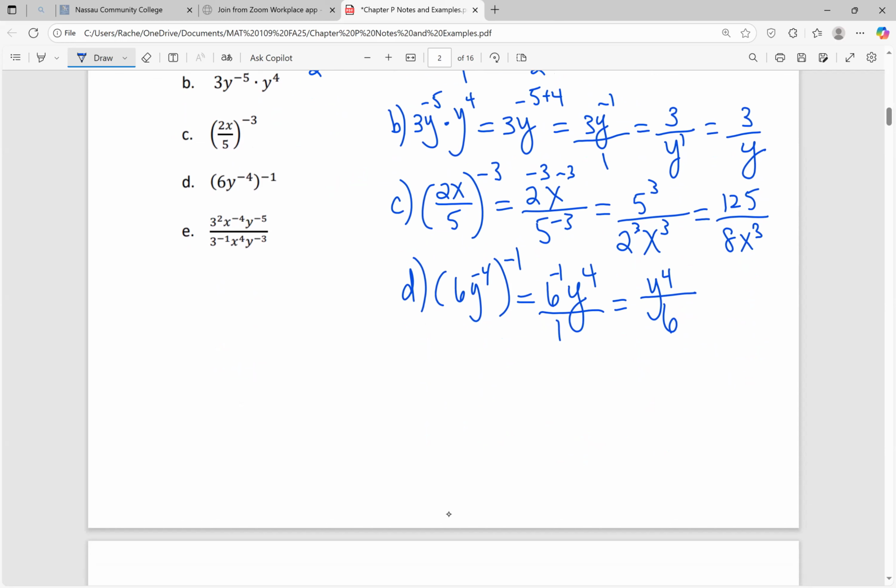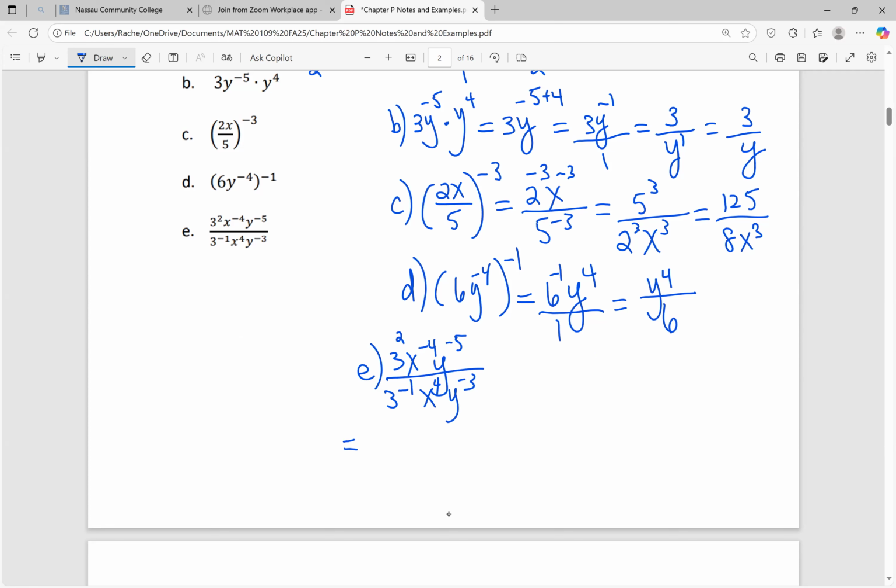And let's do one more. So let's look at E. So E, I have 3 squared times x to the negative fourth times y to the negative fifth, divided by 3 to the negative 1 times x to the fourth times y to the negative third. So I have a big quotient here, right? It's like a big division problem, and I have like bases in the numerator and denominator.